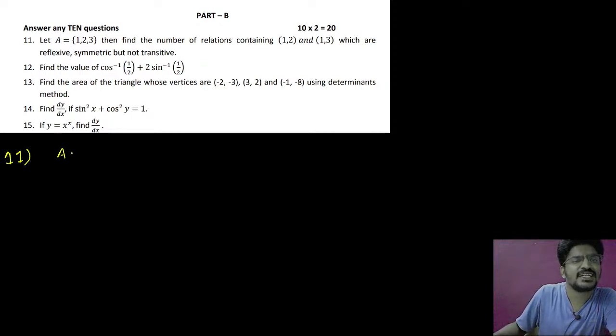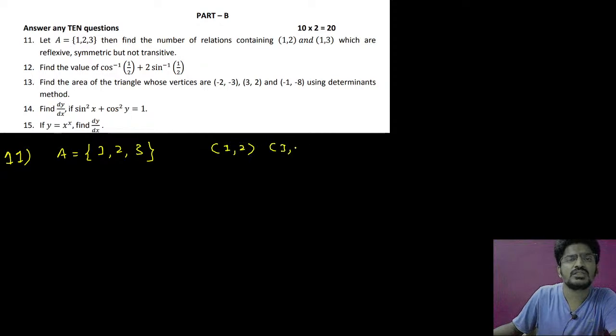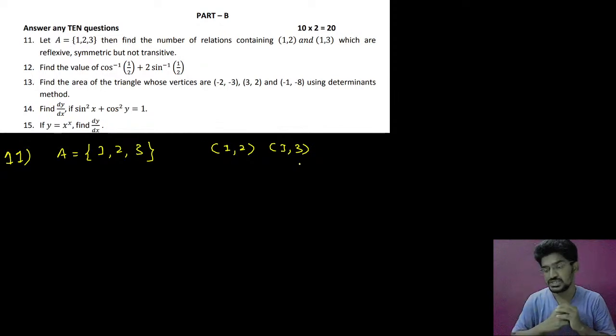Let set A equal the set {1, 2, 3}, and find the number of relations containing (1, 2) and (1, 3) which are reflexive, symmetric but not transitive. So here you have to write the number of relations. Please be careful. This type of problem is a little bit tricky.